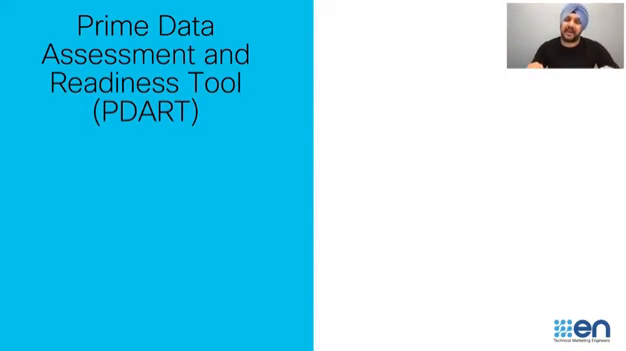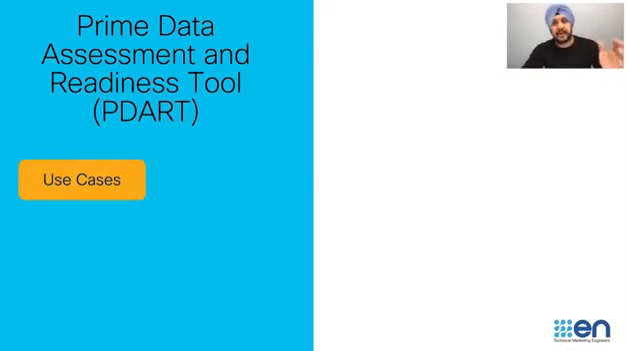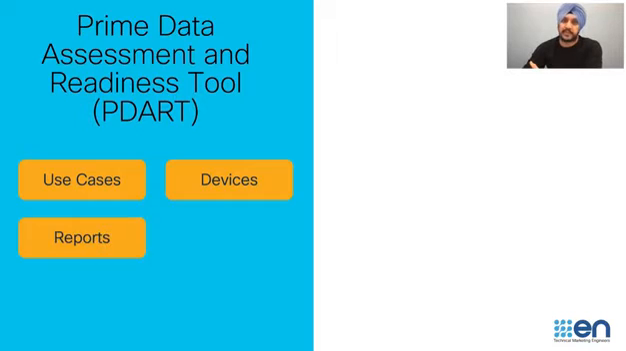So to mitigate that and to make it very visible, we have created a tool called the PDART tool. What it does is it assesses the readiness of your migration from Prime to DNS Center. It looks at all the use cases you are currently running on your Cisco Prime, and then it compares the use cases with the one on Cisco DNS Center, and it will tell you how they will look like after the migration. It also looks at the devices that you're managing on Cisco Prime and shows you exactly how they will migrate to Cisco DNS Center.